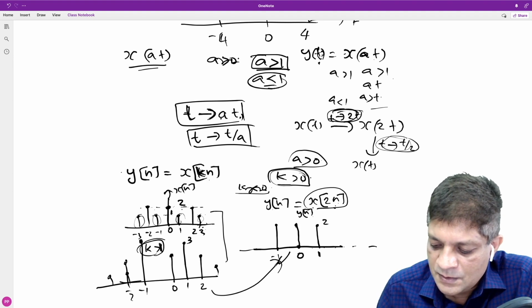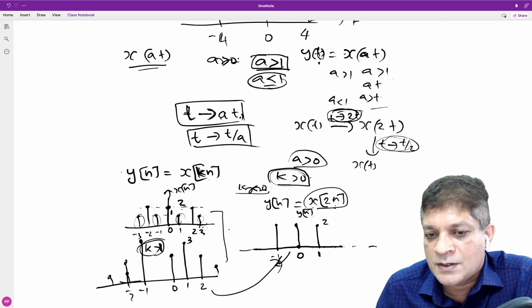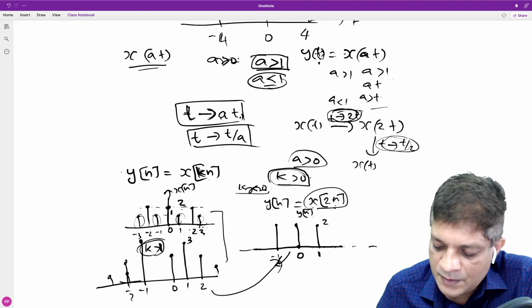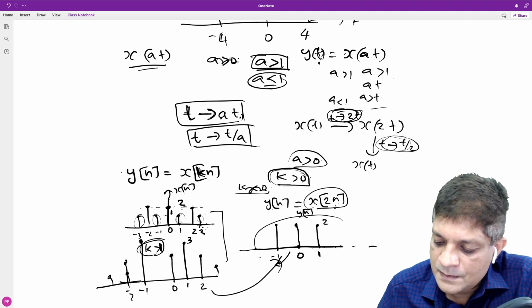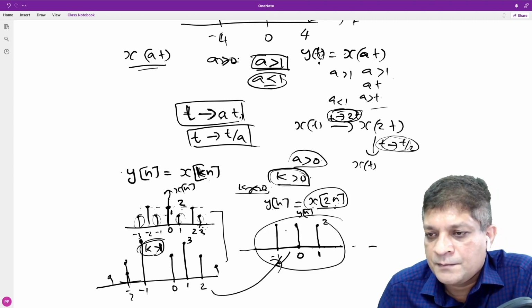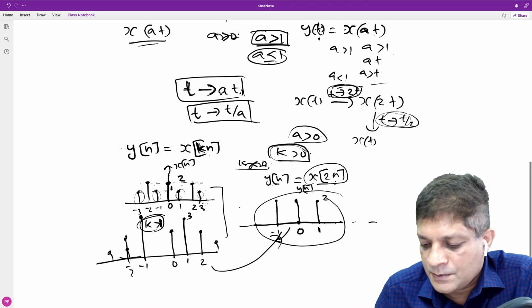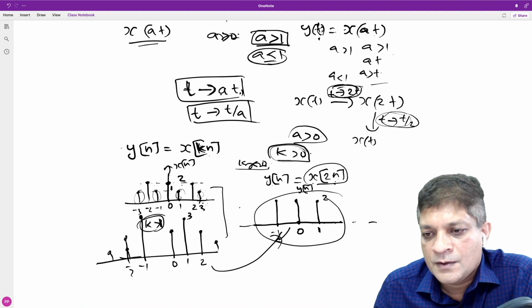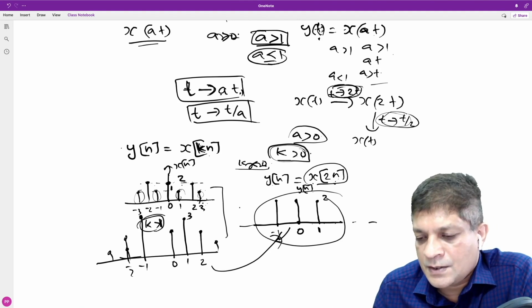From this, we cannot get back the original signal. There can be many signals that will give the same y[n]. So it is not an invertible operation. That is a difference between time scaling in the case of continuous time signal and discrete time signal.